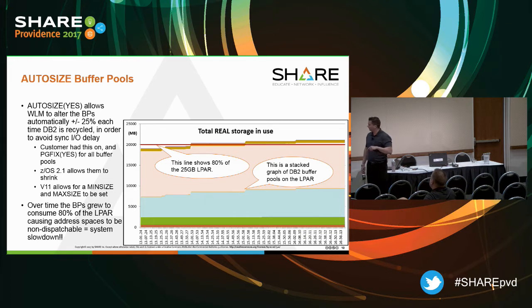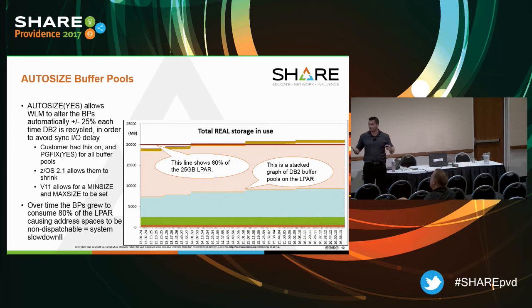This customer has multiple DB2s and obviously multiple buffer pools on this LPAR. They bounced it a couple times. They were kind of short. They're also short on real storage. So on a 25 gig LPAR, the buffer pools cumulatively came up and took over 20 gig. And at this point, DB2 became non-dispatchable because it's the biggest one in the box, right?